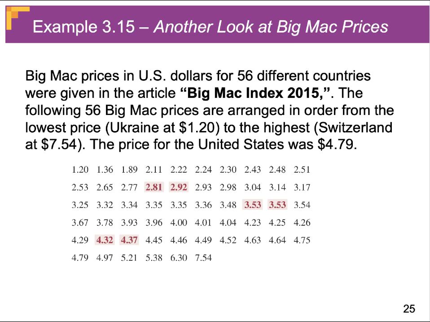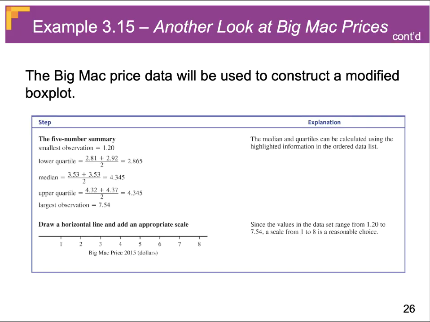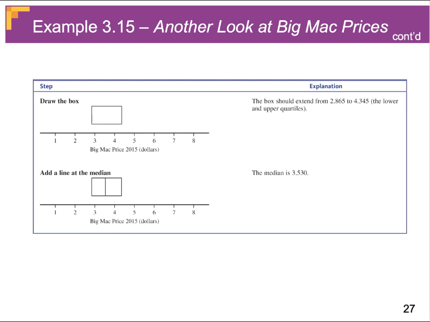So if we're looking at the Big Mac data from before, there were a few values that were really small and really large. So we get our median 3.53, our lower quartile, which is going to be the average of 2.81 and 2.92, and our upper quartile, the average of 4.32 and 4.37. So here our smallest observation is 1.2, our lower quartile 2.865, median 4.345, upper quartile 4.345, and the largest observation 7.54. So we can go ahead and do the lower quartile, median, and upper quartile with the box and then the line there.